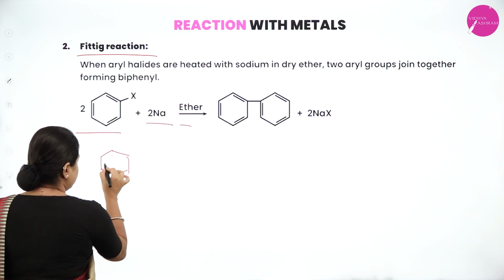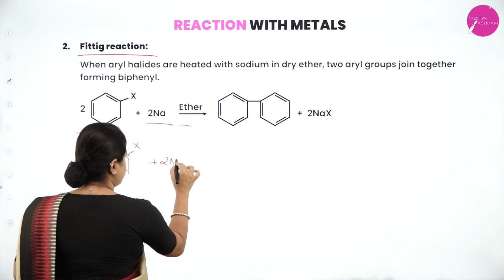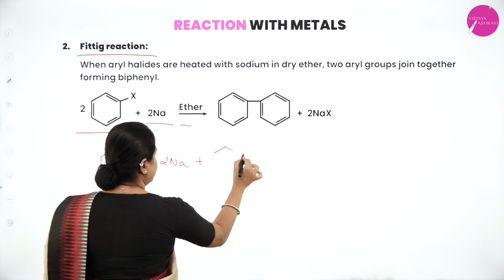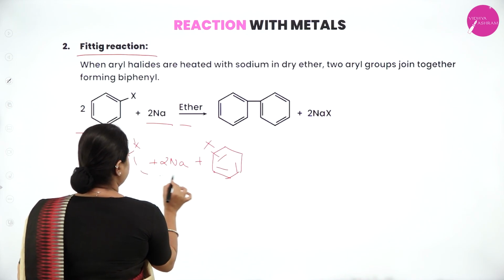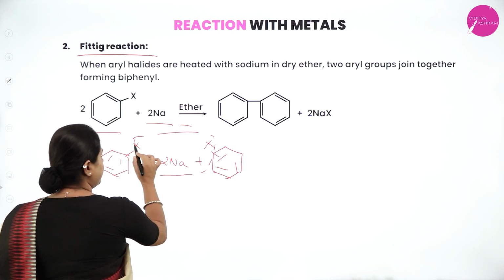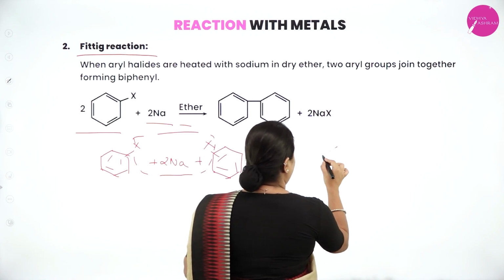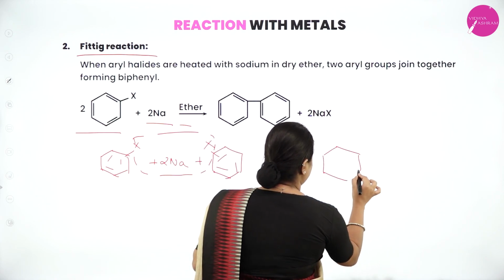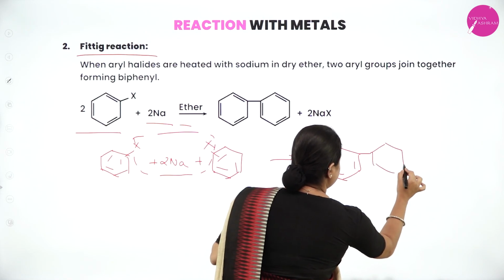As you can see, this is one haloarene, 2 moles of sodium, and another haloarene. Now what happens? This much will be removed, that is 2Na and 2X. Now what will happen? These two will combine together and form a structure like this. These two will combine.